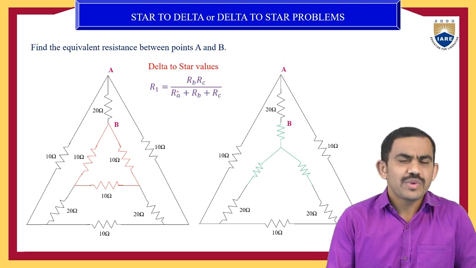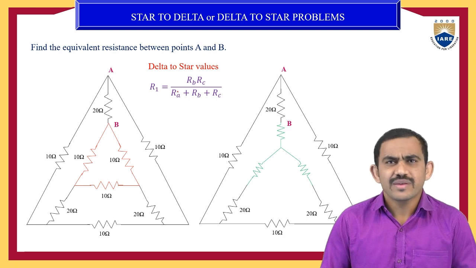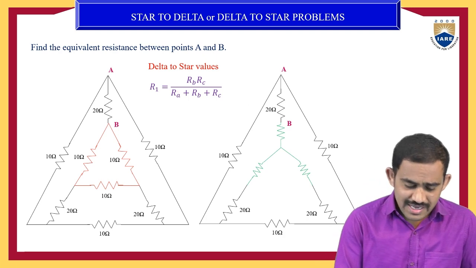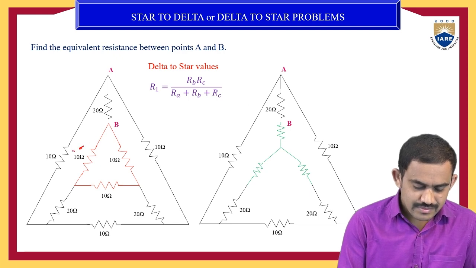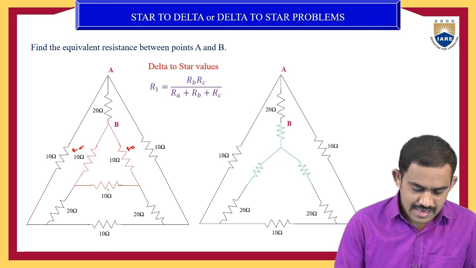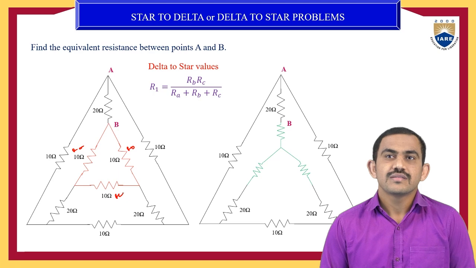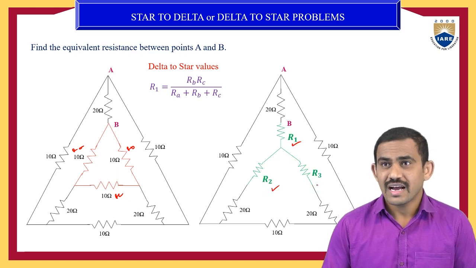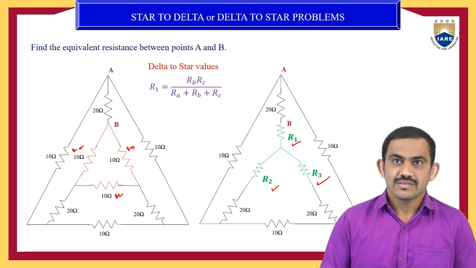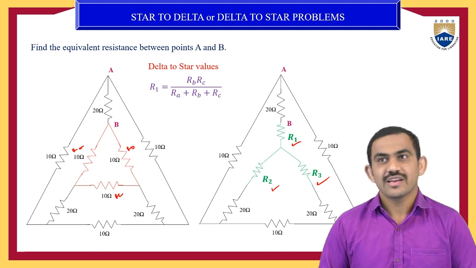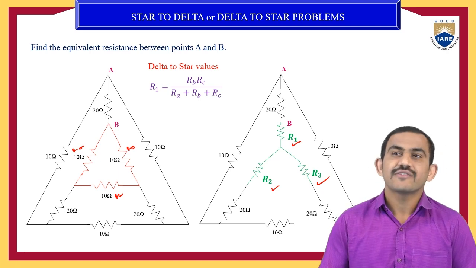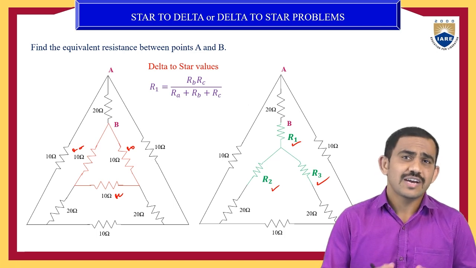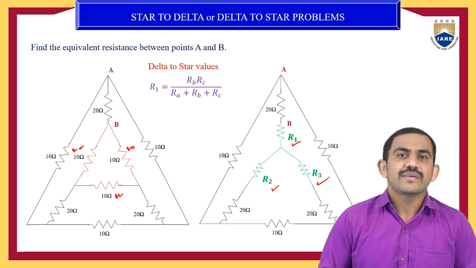R1 equal to RB RC. Otherwise you can write the RA RB by RA plus RB plus RC. So I am considering this is RA, RB and RC. Now I require R1, R2 and R3. So I have the RA, RB, RC values and I need R1, R2, R3 values, and I have the formula for R1. R1 is RB, RC by RA plus RB plus RC.